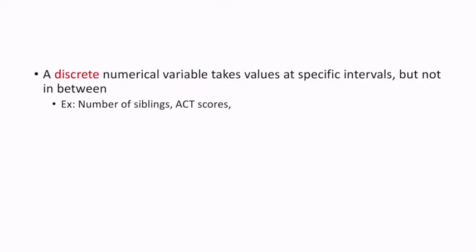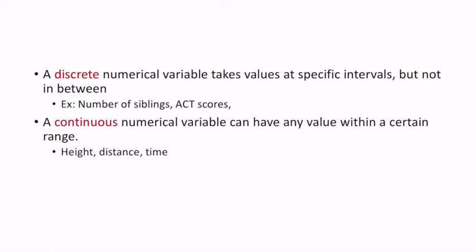You can't get a 27.35 on the ACT. So these are discrete numerical variables. A continuous numerical variable can have any value within a range. So you can be 72 inches tall, or 72.5 inches tall, or 72.25 inches tall, or 72.1 inches tall. It can be anything in that range.